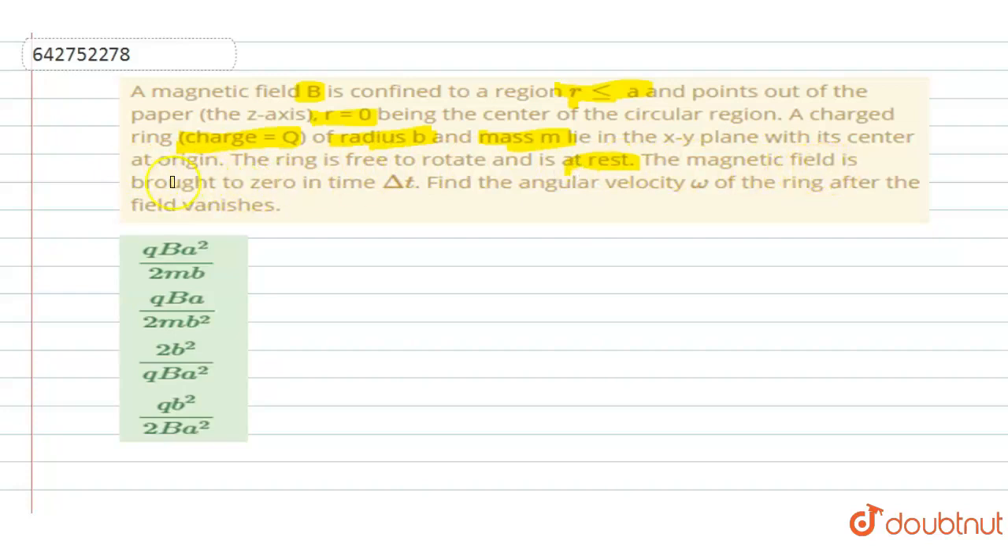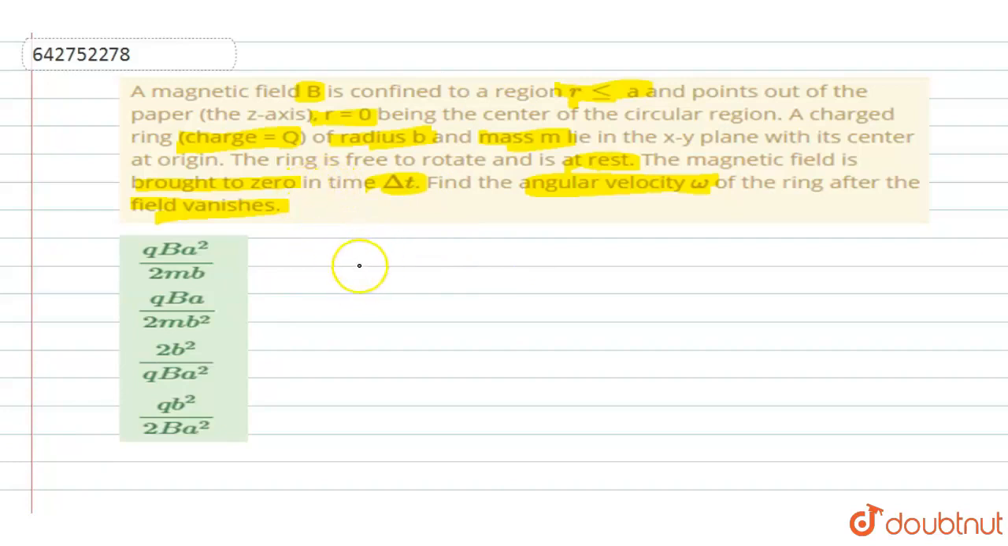Now the magnetic field is brought to 0 in time delta t. So you are supposed to find the angular velocity omega of the ring after the field vanishes.